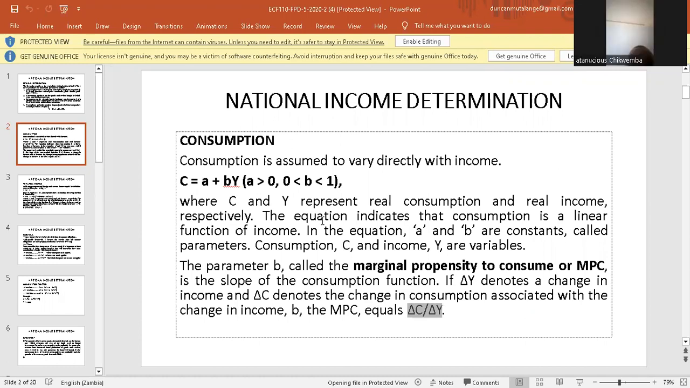Yes, sir. So I was saying that I want you to define the MPC as it shows us how consumption changes when income changes. For example, when income increases by 2, how does my consumption increase? Does it increase also by 2 or by 4 or by what? The MPC will tell you. So if it's 0.5, 0.5 is just a representation of 50%. You know that 0.5 in percentage form is just 50%.